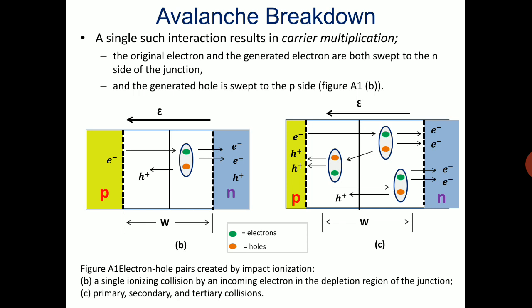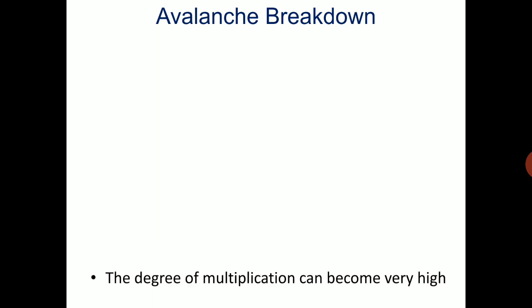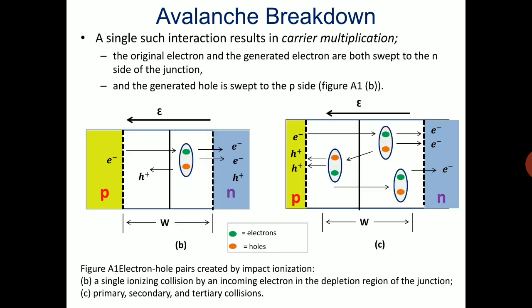Okay, please observe the figure. You need to write all the three figures for the avalanche process. This process we call the avalanche process. The degree of multiplication: what multiplication is happening? The charge carriers are getting multiplied because of the collision effect.